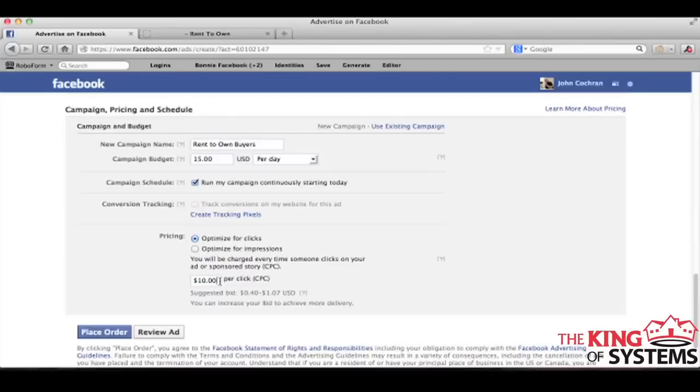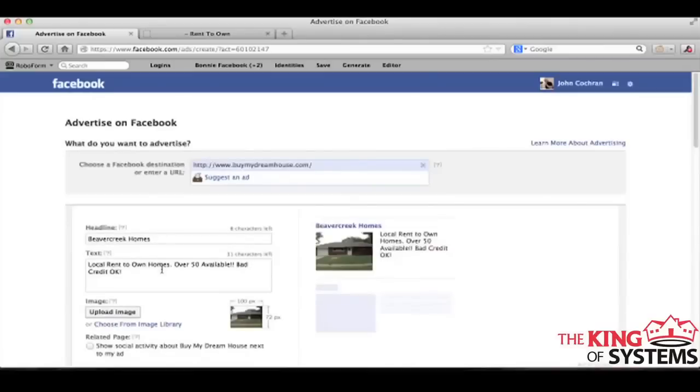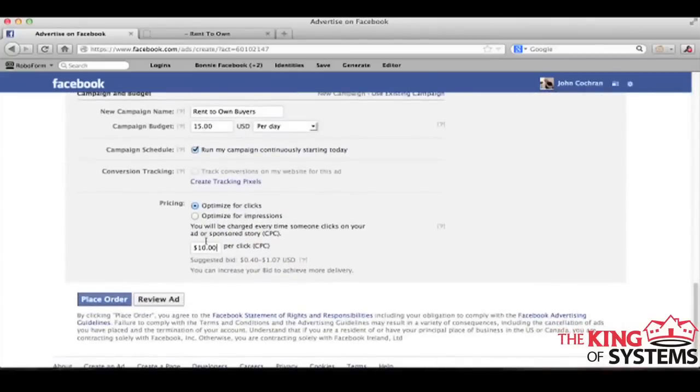That's not the way that Facebook works. So I will go through and do $10 per click on this, and I could show you right into my account right here, and I will in a minute, that you're not going to pay $10 a click. I can promise you that.